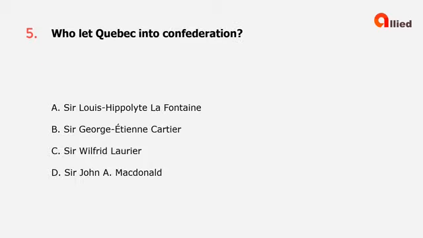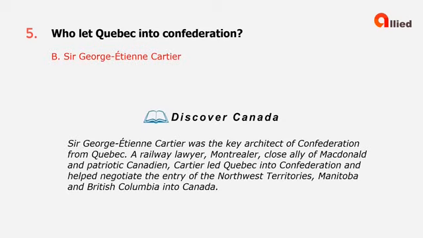Question 5. Who let Quebec into Confederation? A. Sir Louis Hippolyte Lafontaine. B. Sir Georges-Étienne Cartier. C. Sir Wilfrid Laurier. D. Sir John A. Macdonald. The answer is B. Sir Georges-Étienne Cartier.